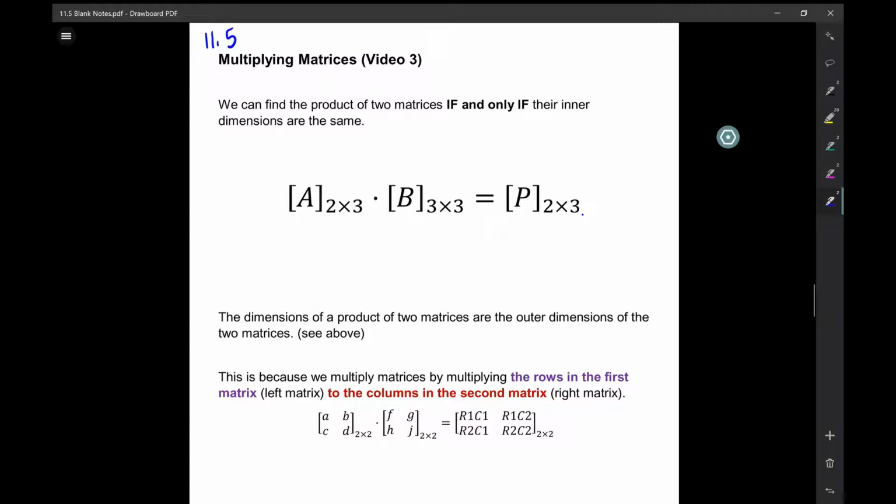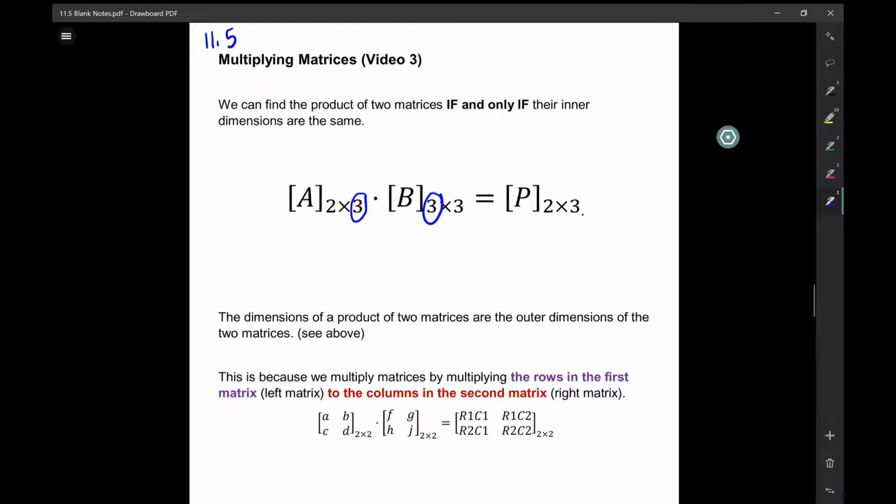So you can only find the product of two matrices if their inner dimensions are the same. So what do I mean by their inner dimensions? What I mean is this dimension of the first one and this dimension of the second one must be the same. So the number of columns of matrix A must equal the number of rows of matrix B.